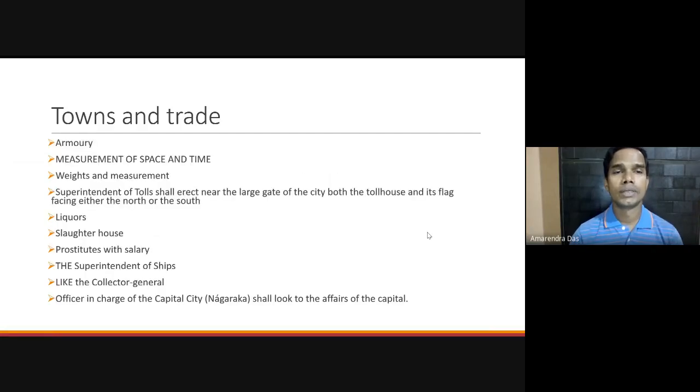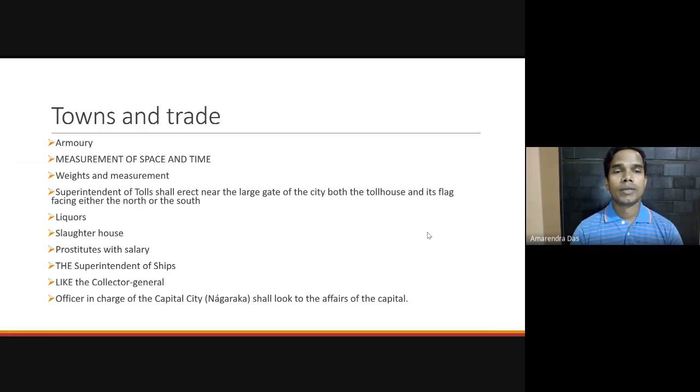Now, again, within the towns and trade, we discuss. Again, in Arthashastra, there is a lot of discussion about the armory. Basically, the arms used to be produced within the kingdom, and there is also knowledge of the measurement of space and time, and there was a provision to appoint inspectors for weights and measurements during the Maurya Empire. That is what is mentioned in Arthashastra.